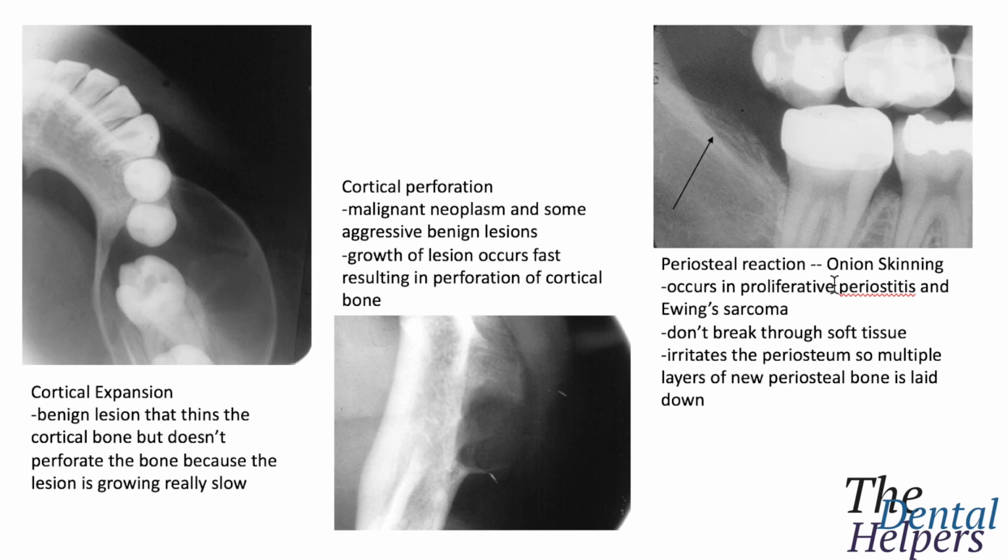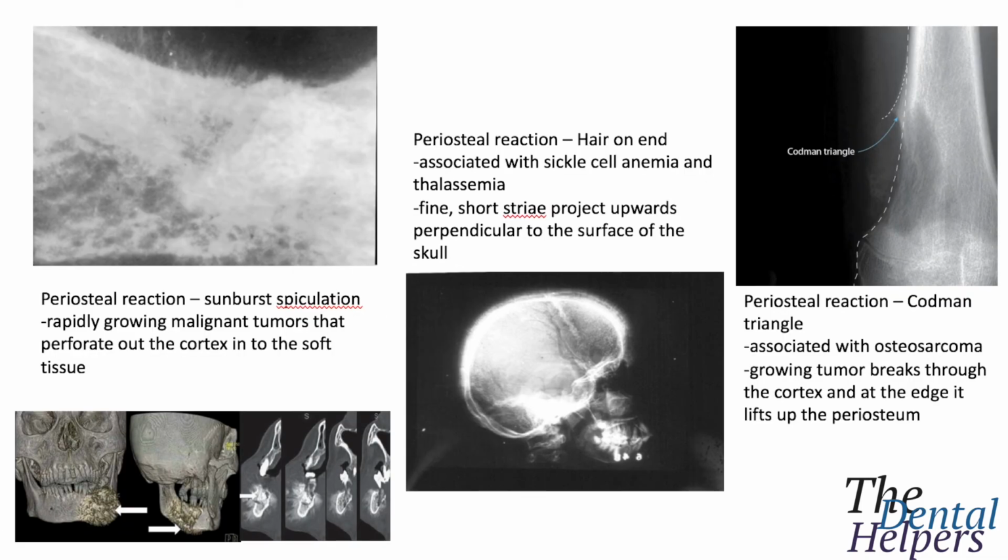You can have a periosteal reaction. This is commonly known as onion skinning. So if we look at this, we see that there's periosteal bone that's continually being added and giving this sort of pattern that looks like layers of an onion. You can have another periosteal reaction, and we saw this before. It's a sunburst spiculation. Basically, it's caused by a rapidly growing malignant tumor that perforates out the cortex and the soft tissue. So this image right here is showing that sunburst pattern in a 2D form. Now, if we want to see it in a 3D form, if we look at the bottom right here, it's kind of like an explosion on the chin.